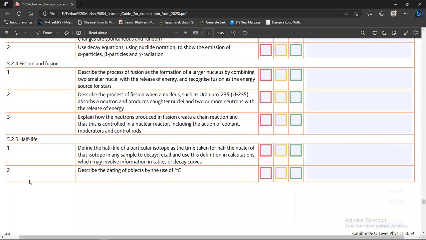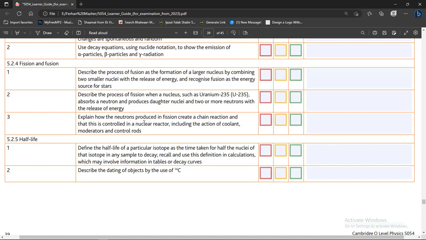Fission and fusion. Describe the process of fusion as the formation of a larger nucleus by combining two smaller nuclei with the release of energy, and recognize fusion as the energy source for stars. Describe the process of fission, where a nucleus such as uranium-235 absorbs a neutron and produces daughter nuclei and 2 or more neutrons with the release of energy.